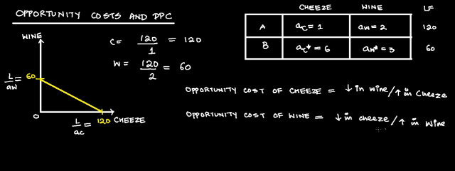So opportunity cost of cheese would be, in case country A is using all its labor in order to produce wine, okay, so that would mean what? 60. If it is using all its labor in order to produce cheese, that would mean 120. So opportunity cost of cheese is half of wine.